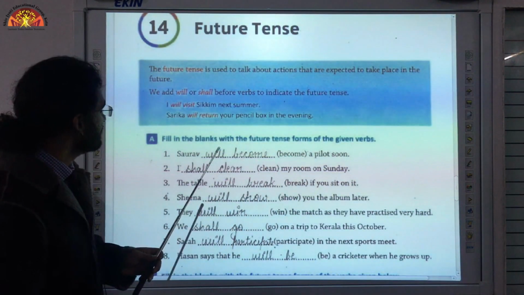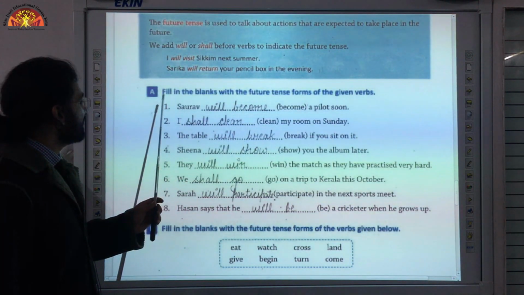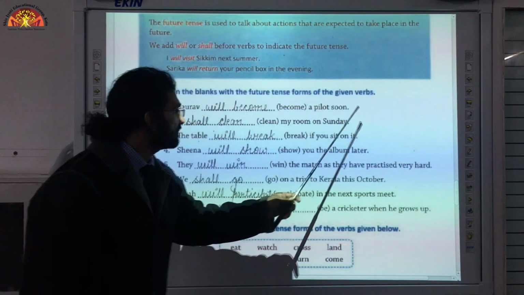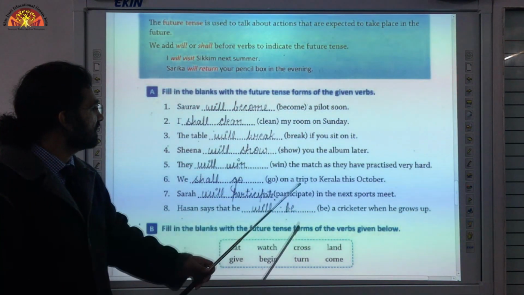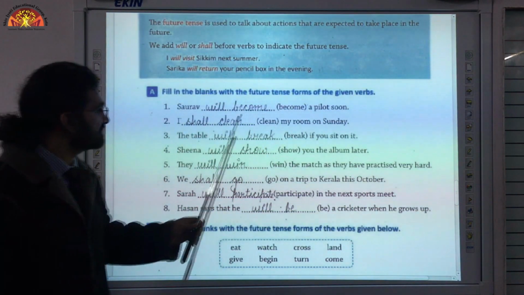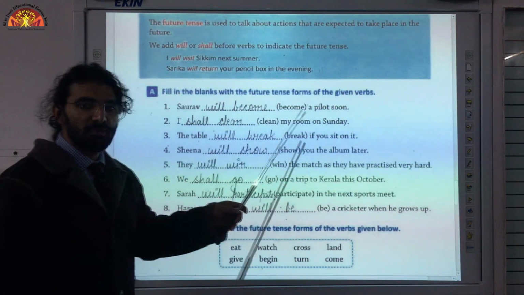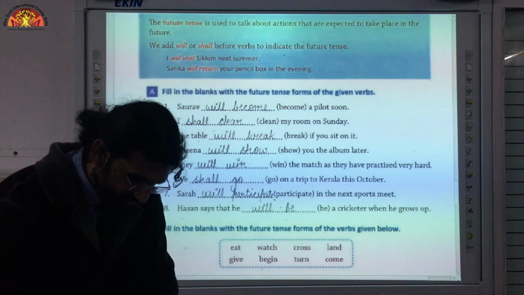Now we are going to see these exercises and you are going to find it very interesting. Exercise A, fill in the blanks with the future tense forms of the given verbs. Given verbs are here in the brackets: become, clean, break. Saurav dash become a pilot. The answer is Saurav will become a pilot.